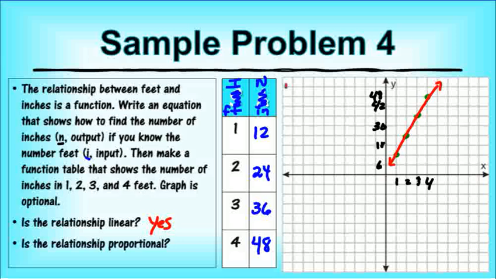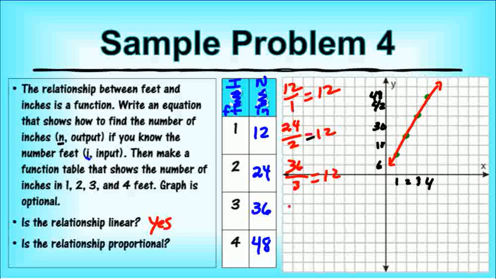So if I do that, I have 12 over 1, which gives me 12. I have 24 over 2, which gives me 12. I have 36 over 3, gives me 12. And I have 48 over 4, which gives me 12. To find if it's proportional, you take your output divided by your input, and that's what I did here. And if all the numbers are the same, they are proportional.